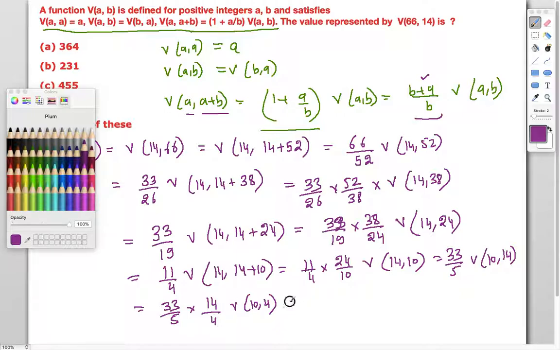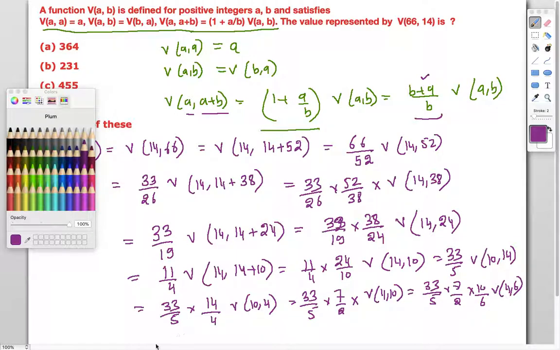Again it comes out to be 33 by 5 into 14 by 4, that is 7 by 2, into V(10, 4), and V(10, 4) is the same as V(4, 10). Now 10 is 4 plus 6. Let me write it step by step: V(4, 10) is equal to 33 by 5 into 7 by 2 into 10 by 6 into V(4, 6) here.